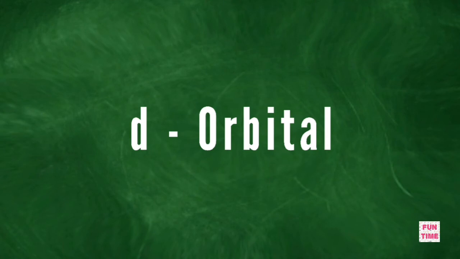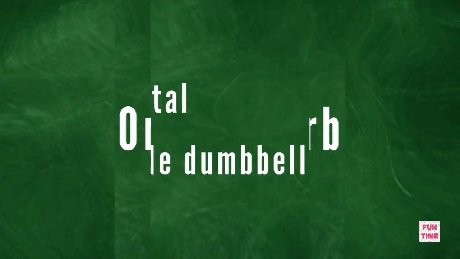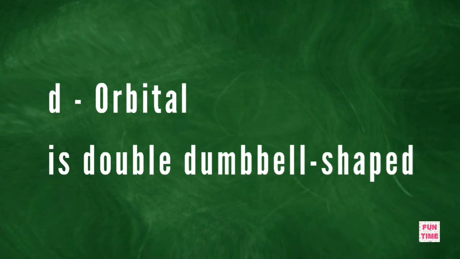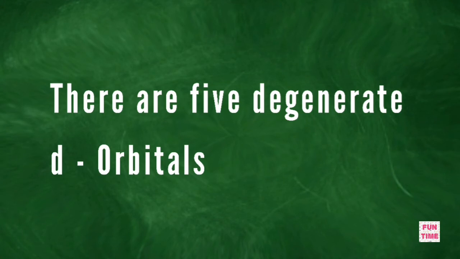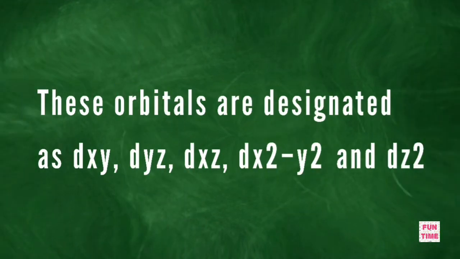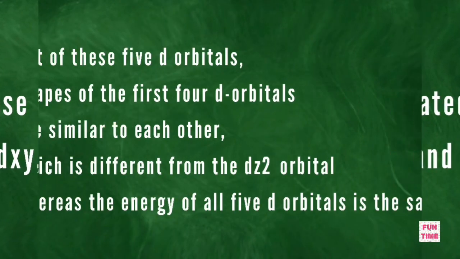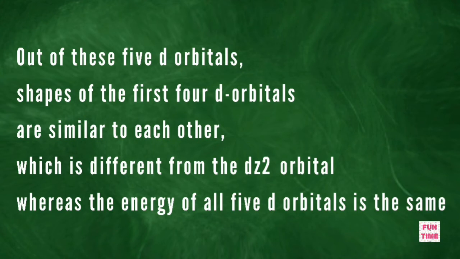D orbital. D orbital is double dumbbell shaped. There are 5 degenerate d orbitals. These orbitals are designated as dxy, dyz, dxz, dx² − y² and dz². Out of these 5 d orbitals, shapes of the first 4 d orbitals are similar to each other, which is different from the dz² orbital, whereas the energy of the 5 d orbitals is the same.